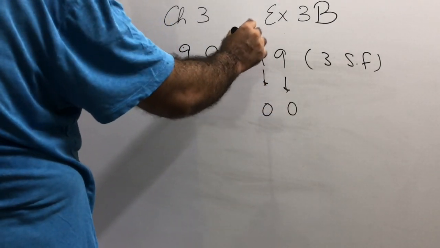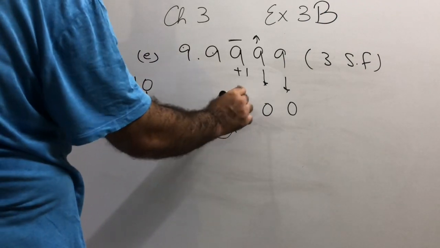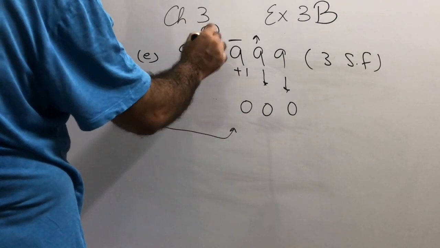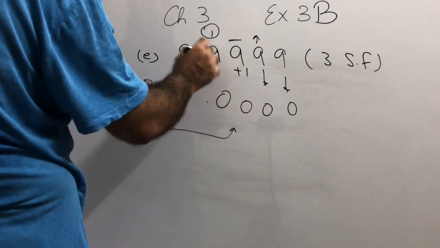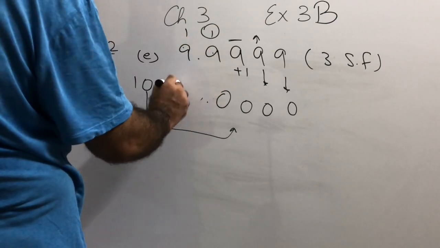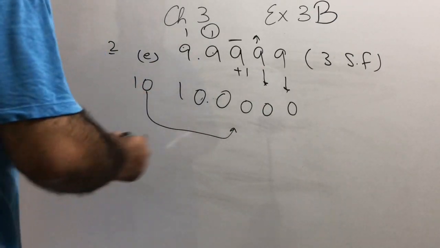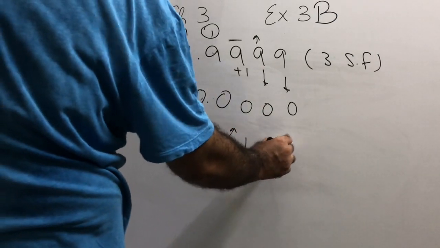This is greater than 9, so we add 1 here. It becomes 10. 0 will come here, 1 will be added here. Now 9 plus 1, 10. Again 0 comes here, 1 here. 9 plus 1, 10. It becomes 10.000. So we say that 10.0.